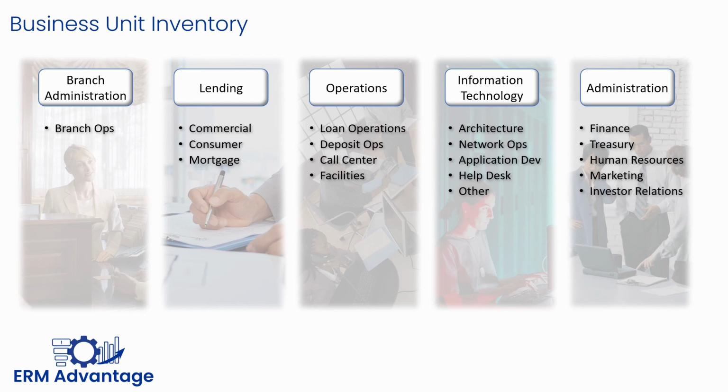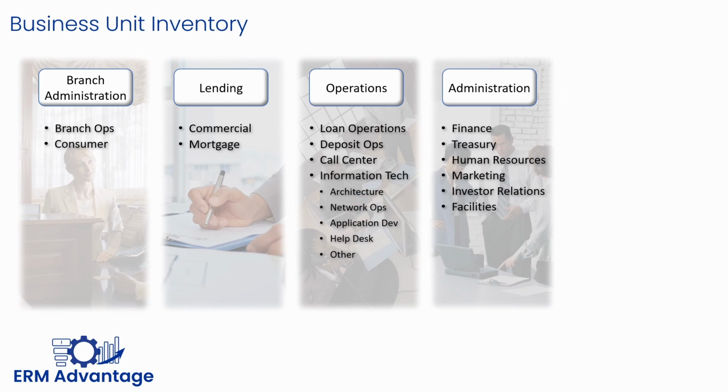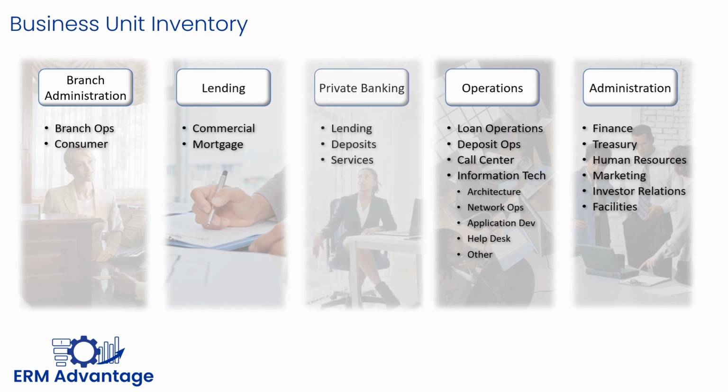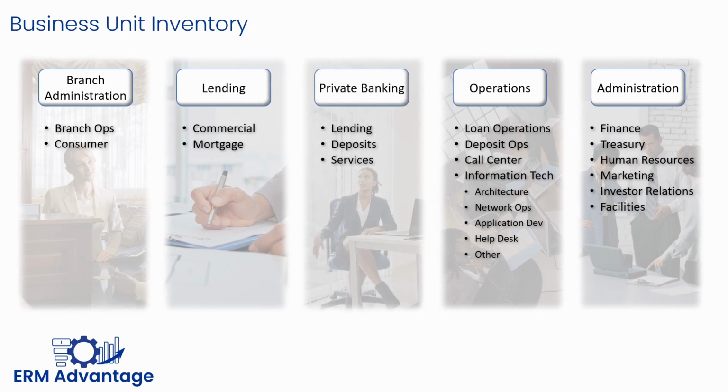Now, in your environment, facilities might be part of administration, or consumer lending might be done only out of the branches, and that's fine. So we can just pick those up as part of that group. Or you might have your IT area part of operations. That's all fine. Or you might even have a private banking team that does both lending and deposits and services. Again, what's most important is that we've at least identified what are the unique groups that support these various functions within the bank to come up with our inventory of business units.